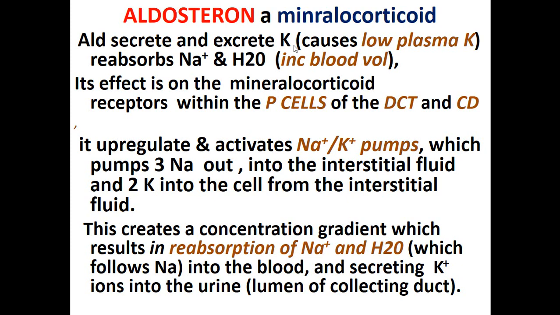At the same time, it causes the secretion of the potassium and then excretion of the potassium from the body. So whenever you give aldosterone, it makes the plasma potassium low. The potassium becomes low if you give aldosterone. It will increase your sodium and water. Ultimately, there will be an increase in the blood volume. The blood volume is going to be increased.